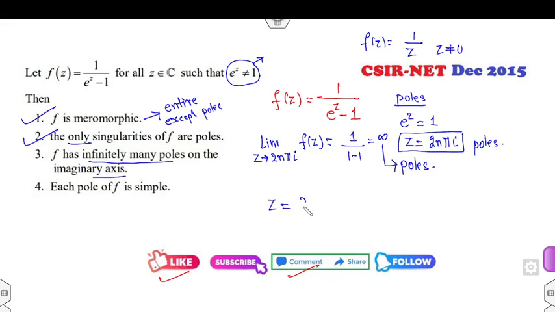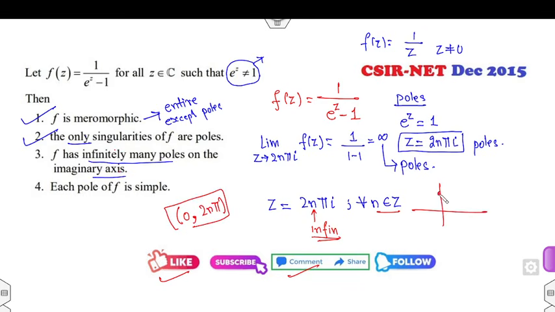You can see my answer of the pole is 2 n pi iota, where n is my integer. Clearly, because n is an integer, it has infinitely many values, and it lies on the imaginary axis. You can see the real component is 0, the imaginary component is 2 n pi iota. Graphically, this is the point 0, comma 2 n pi iota. So it all lies on the imaginary axis. Each pole of f is simple.